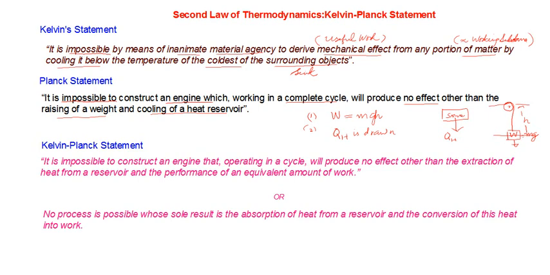Now let's read the statement once again. It is impossible to construct an engine which during its working in a complete cycle will produce no effect other than the raising of a weight and cooling of a heat reservoir. So it should be quite clear now that there will not be any engine which produces only these two changes. What are the changes? It's drawing a certain amount of heat from a reservoir, thereby cooling that reservoir, and using that heat to perform some work. So some QH is drawn and that entire QH is converted into useful work. Nothing else happens. So what is missing here?